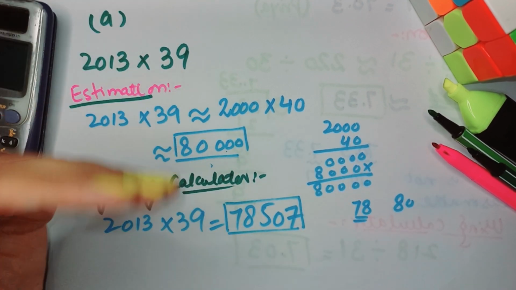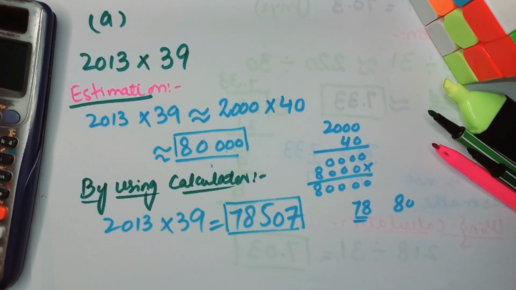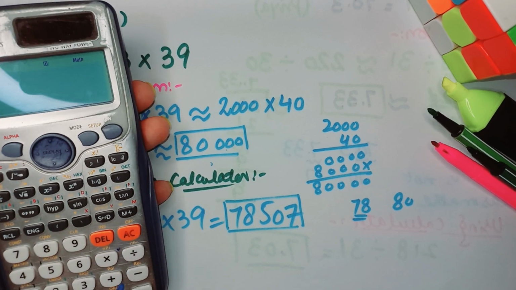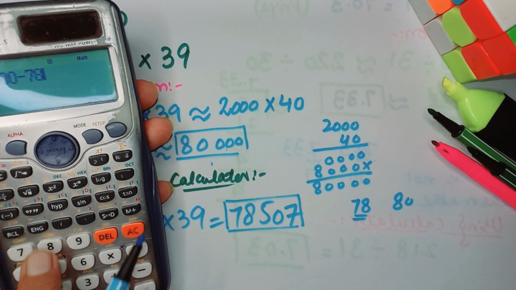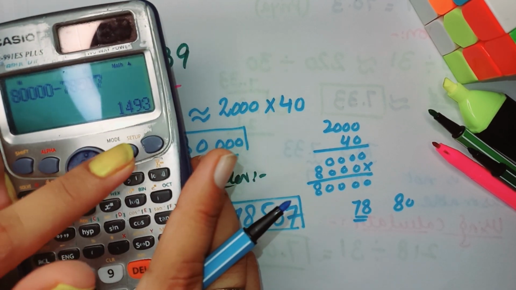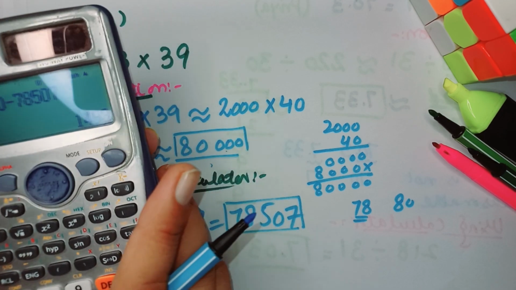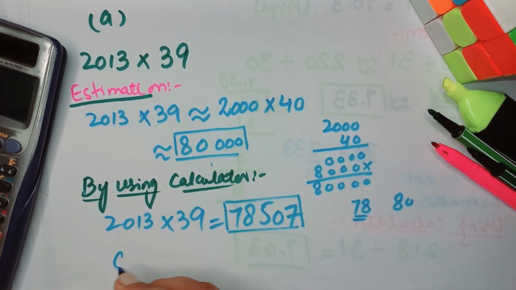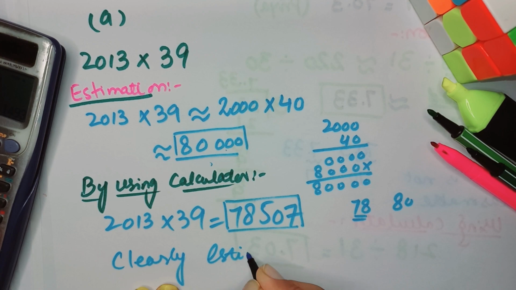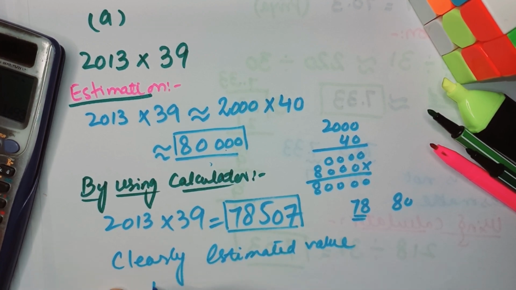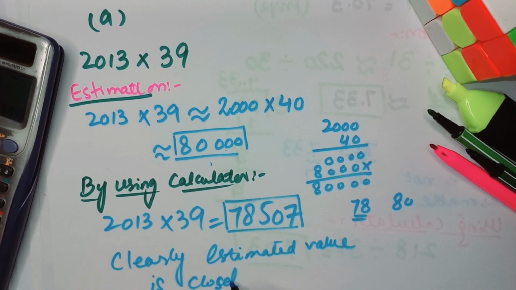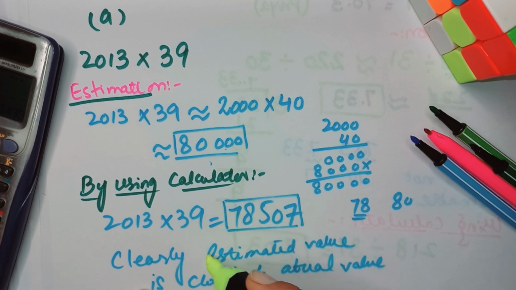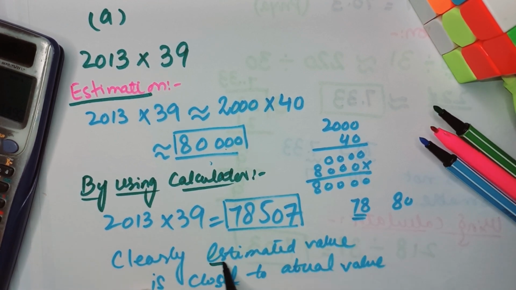Or you can check it like this: this number is a 5 digit number. But if you check the difference, 80,000 minus 78,507, you are just getting a difference of 1,493. It means that we are not getting much difference. It means our estimated value is close to the actual value. You can clearly write in exams that our estimated value is very close to the actual value.